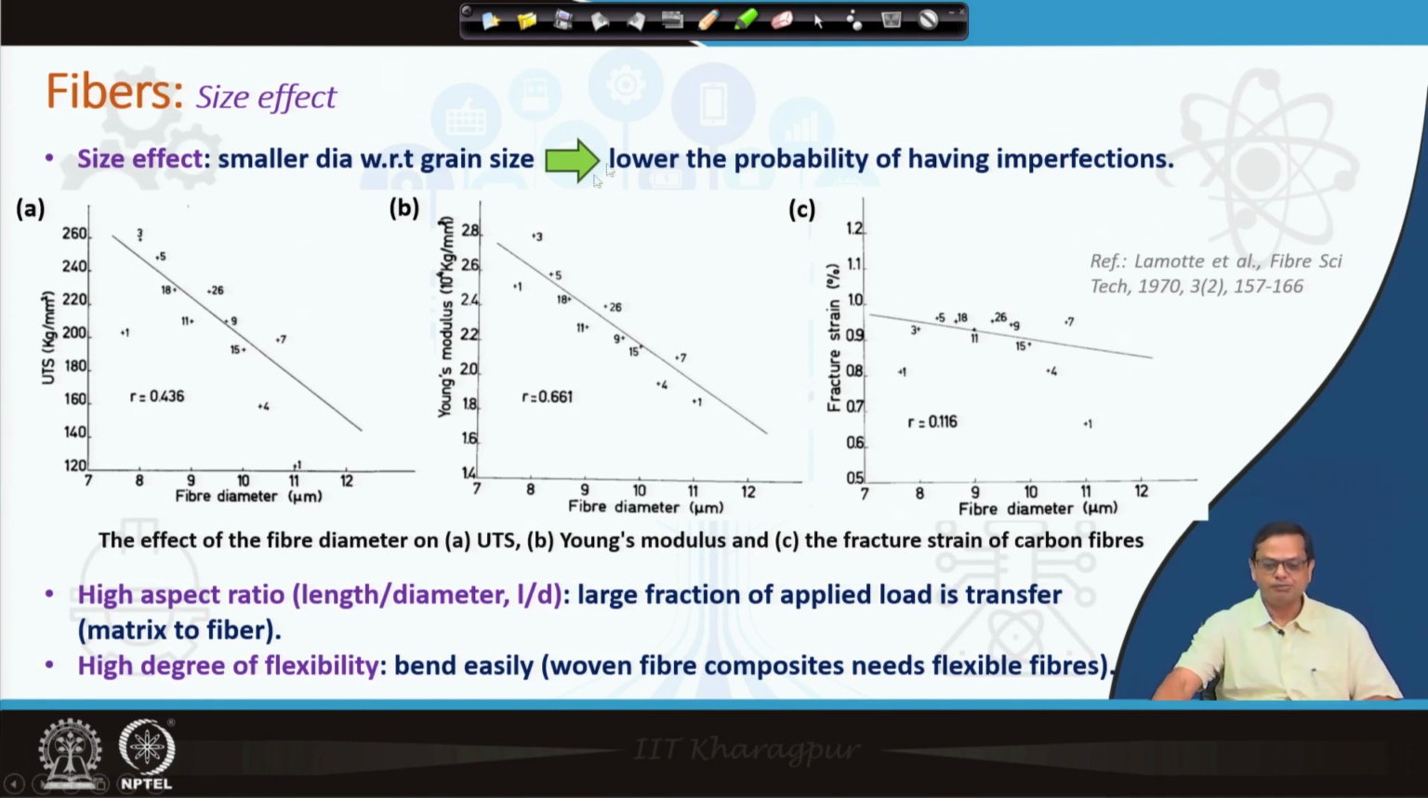Because as you decrease the fiber diameter, in one cross section you have fewer grains. That means less grain boundary area, and less grain boundary area means less imperfection, less defect density, and that leads to an increase in the strength and the modulus. So, in all means we should look for lowering the fiber diameter and having higher length of fibers.